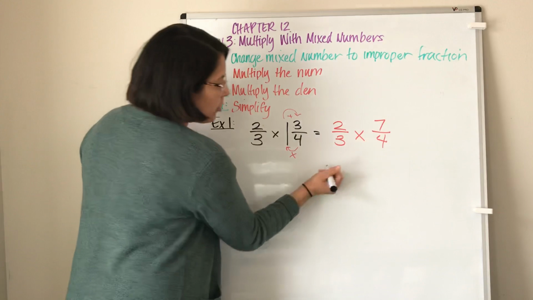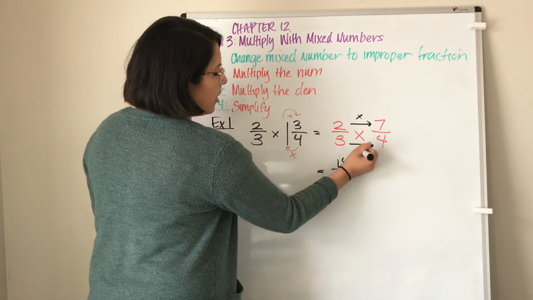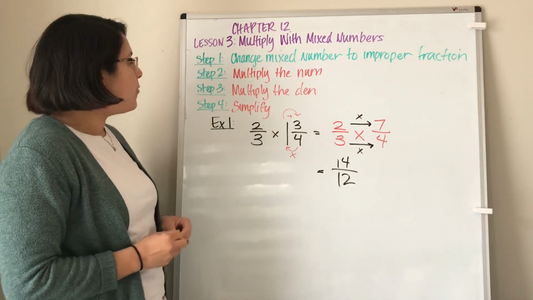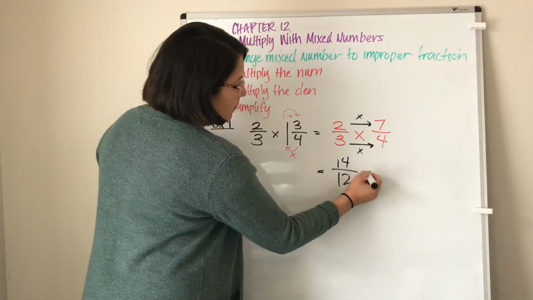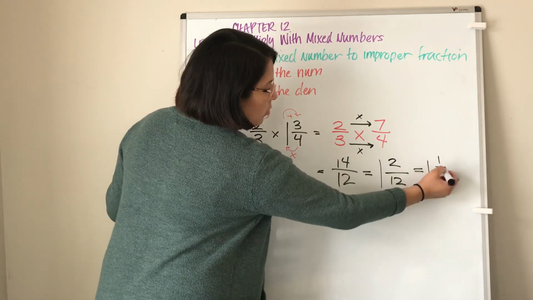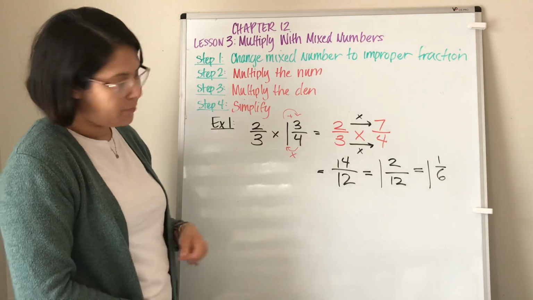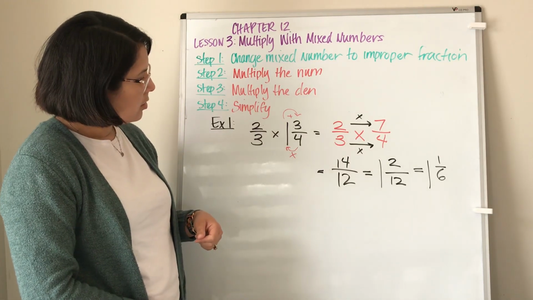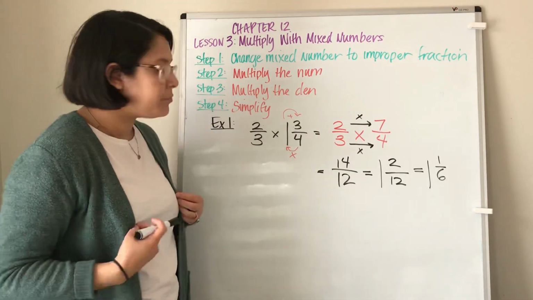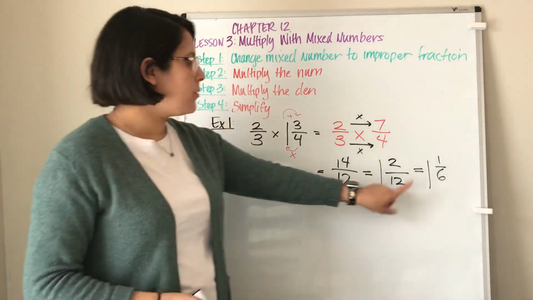Step 2 is multiply the numerators. Multiply the numerators, 14. Multiply the denominators, 12. So I get 14 over 12. Step 4 says simplify. I need to make sure I simplify. So this is equal to 1 and 2 over 12, and that is equal to 1 1/6. So how did I do that? You guys already know how to. I did it a different way in my book. 14 over 12. Yeah, so you got 1 and 2 12ths, and 1 and 1/6.